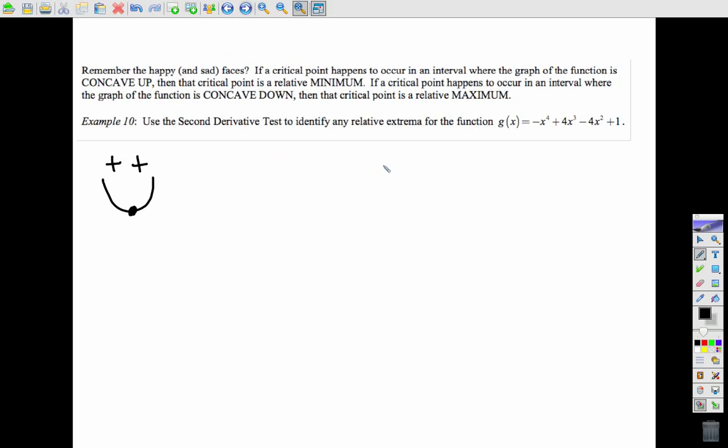Are we on the last? Well, we're almost there. Okay, example 10. Use the second derivative test to identify any relative extrema for the function g of x. Okay, so we need to find the first and second derivatives. So let's do the first derivative. I'm going to erase my little smiley face over here. Okay, so first derivative, g prime of x equals negative 4x cubed plus 12x squared minus 8x.